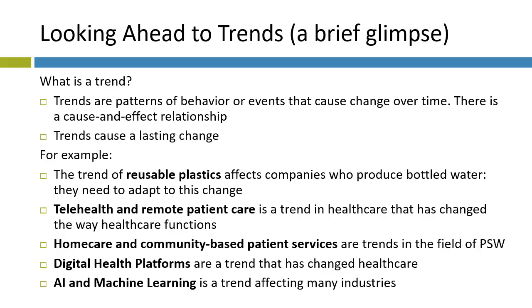Various types of home care and community-based patient services are very significant trends for those people who are training to be personal support workers. Also in the healthcare field, the transition from paper-based records to digital health records and digital health platforms is a trend that has made major changes in all aspects of healthcare. And last but not least, artificial intelligence and machine learning is a rapidly changing trend that is having an impact on just about every industry.